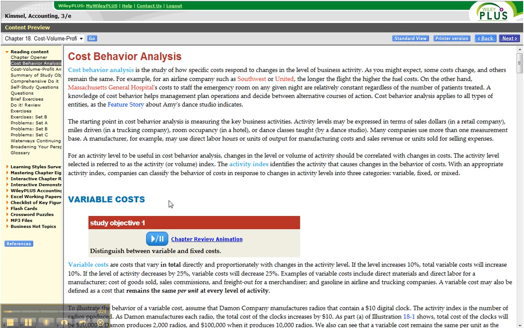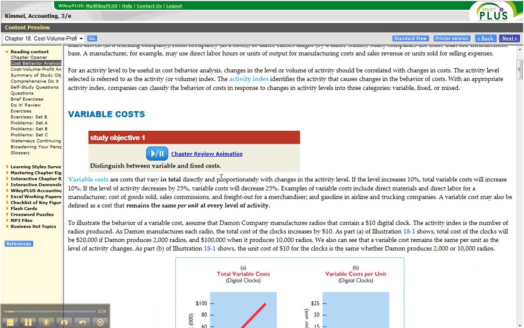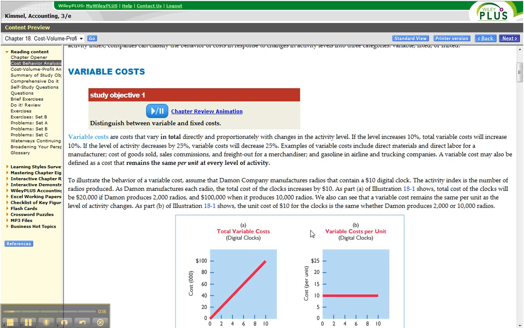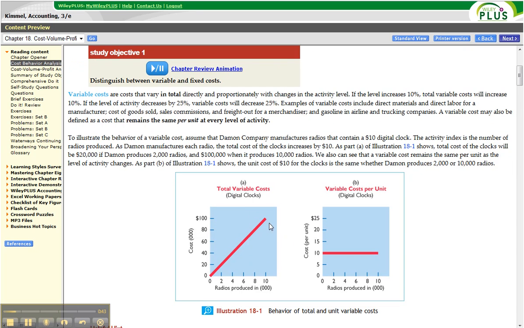We start off the chapter by talking about different types of costs categorically. First type in study objective 1 is variable costs. These are the kind of costs that vary with the amount that you produce. So you look at this graph right here, and it's a pretty good way to show us that. This graph relates to this example that's right up here to illustrate. And you can look at variable costs as the amount of radios produced increases down here on this horizontal axis. The total variable cost of this item goes up proportionately.